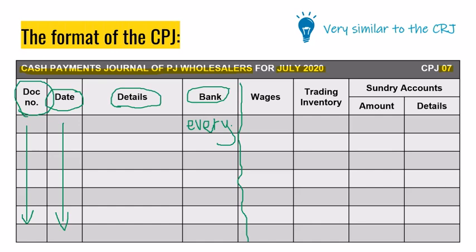Okay, so there will be columns, and these columns will differ from company to company depending on what expenses or assets the company most often pays for or buys. Okay, so you will notice all of the CPJs look different. And then if there's a column for what we paid the money for, you write the money in the applicable column. If there is no column, then you write the amounts in sundry accounts, and here in details, you specify what we actually paid the money for.